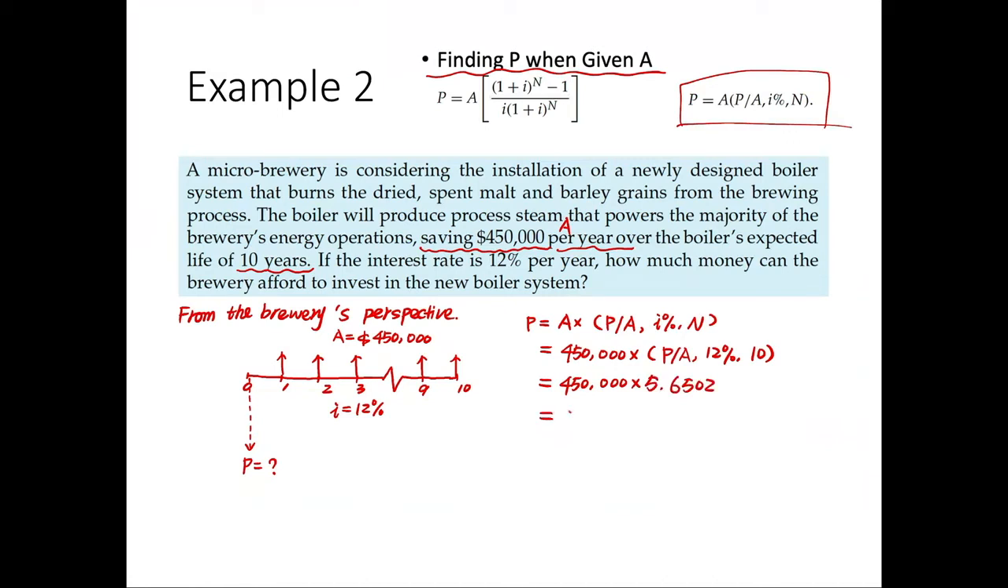And do the calculation. You will find out the result as 2,542,590. Wow, that's so expensive, I would say. Okay, but that's the upper limit amount you want to pay for this boiler, okay? So that what you gain from using that is equal to what you have paid.